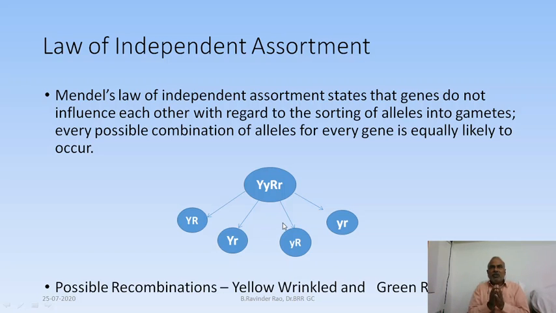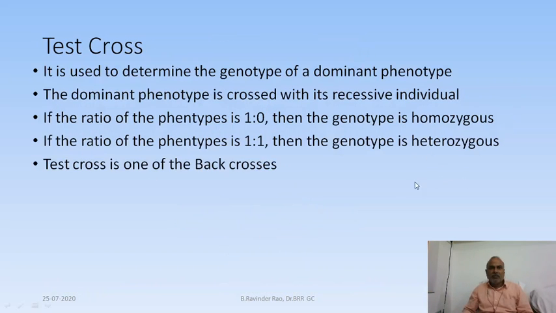What is independent assortment? The assortment of factors in a gamete is totally independent. The assortment of different factors in a gamete is purely dependent on chance. Because of this independent assortment, recombinations are possible. So, this is called the law of independent assortment. Friends, what is a test cross? A test cross is a cross that is conducted to identify the genotype of a dominant phenotype.